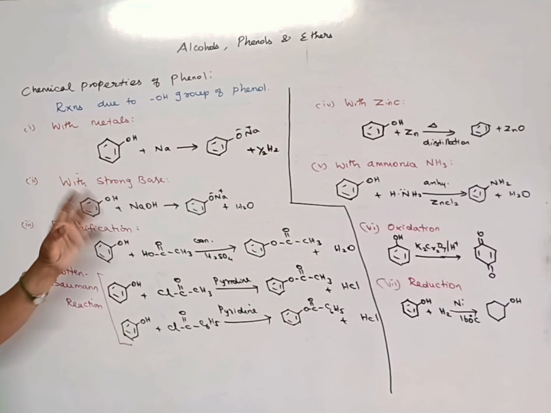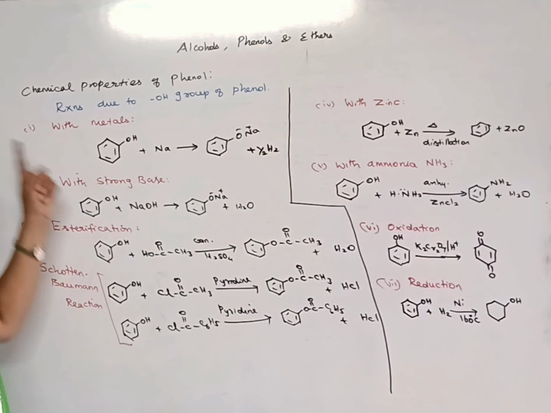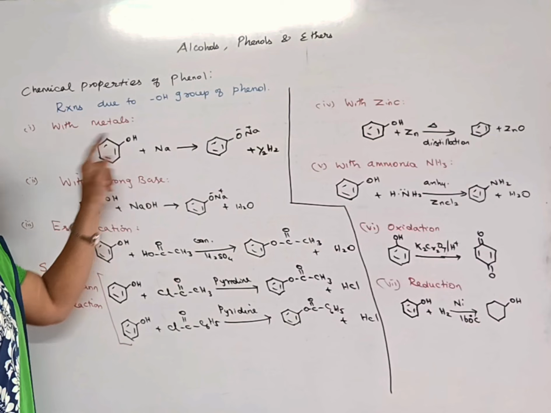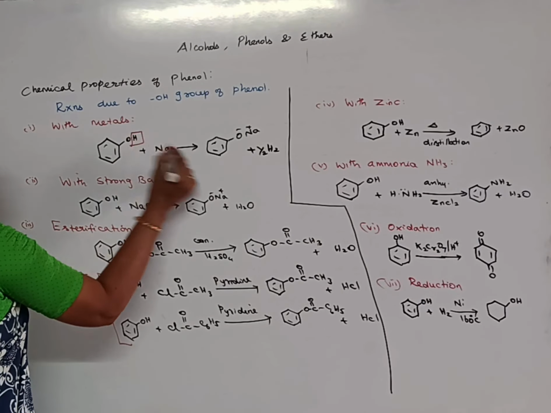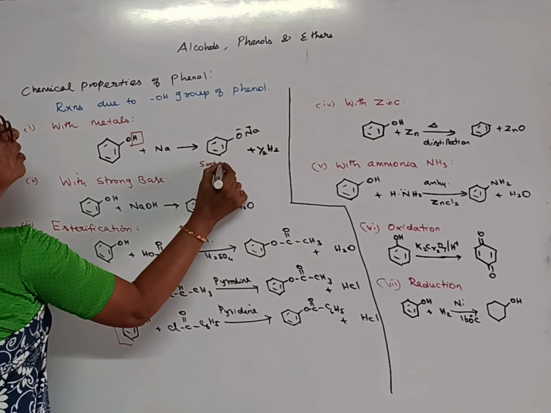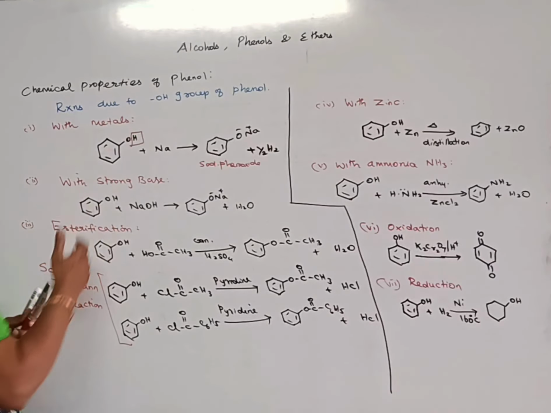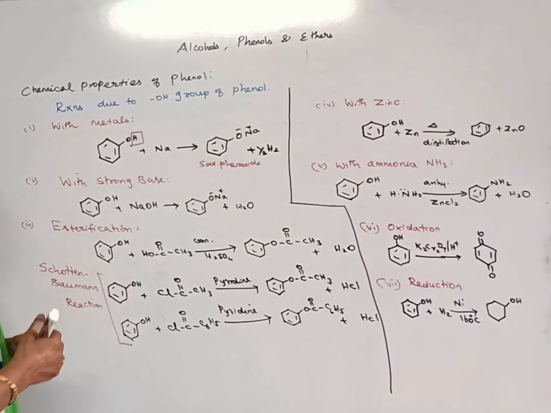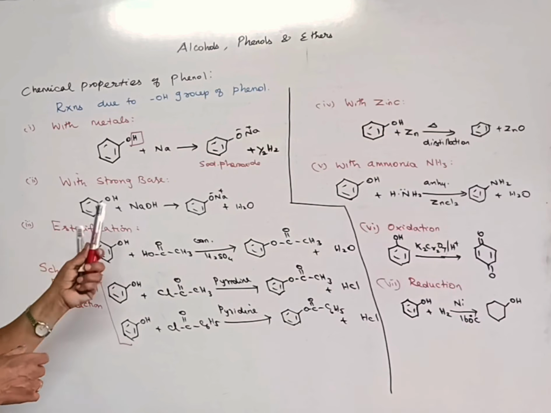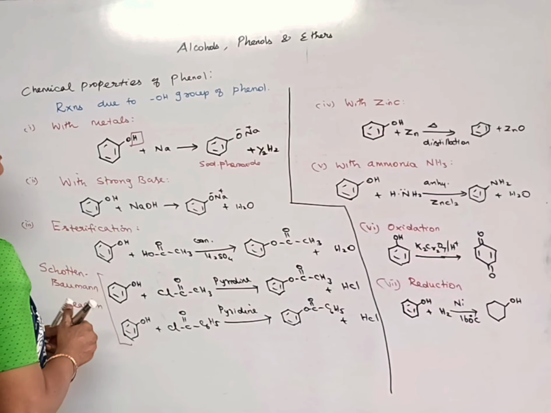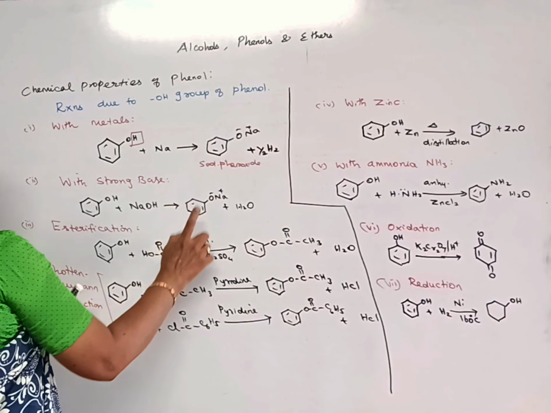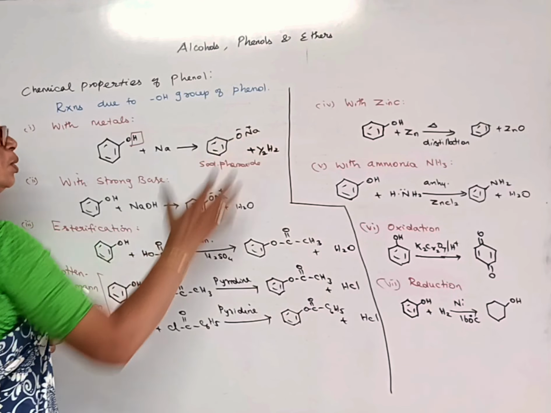So with the metals, phenol, just like alcohol, the metal displaces the hydrogen atom of phenol and hence we get sodium phenoxide. Why are these hydrogen atoms displaced? This is because of the acidic nature of alcohol and phenol. Let us discuss that acidic nature after this session. So here the hydrogen is being displaced, and we get sodium phenoxide. This is a bulky base group.